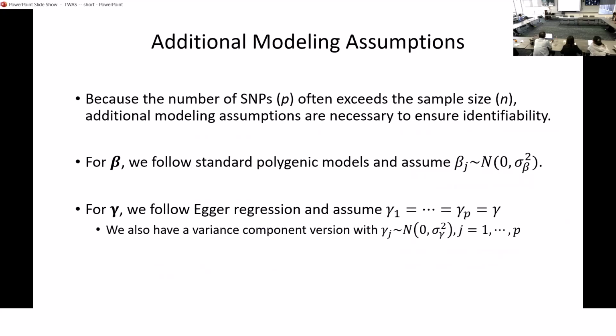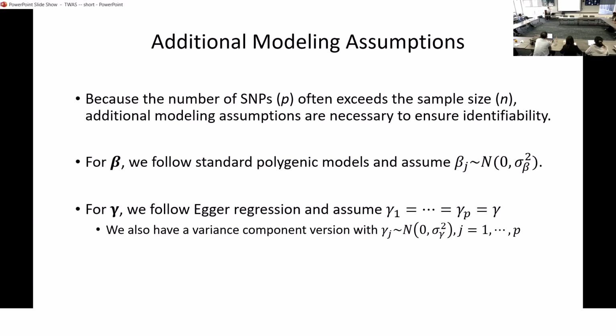And certainly because the number of SNPs typically exceeds the number of samples over here, we will need to make additional modeling assumptions. That's especially true in gene expression studies, because we can easily have 1,000 SNPs, but our sample size is only 200, 300. Therefore, we need to make an additional model assumption on beta. For beta, we follow the standard polygenic model and assume that beta a priori follows a normal distribution. So each SNP effect size follows a normal with mean zero and variance sigma square.